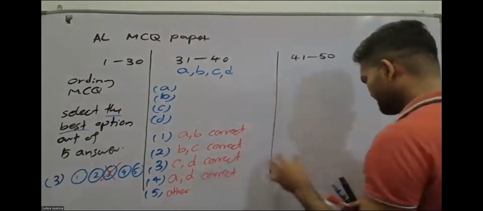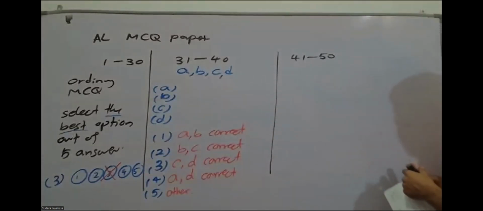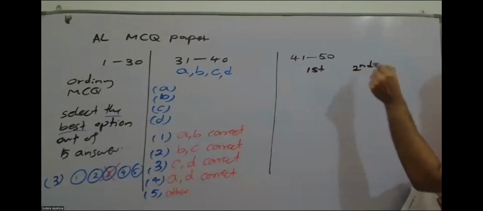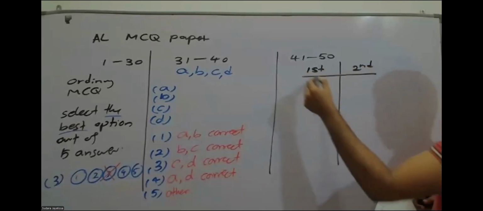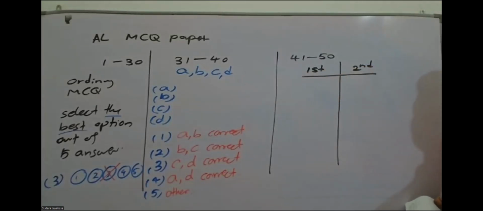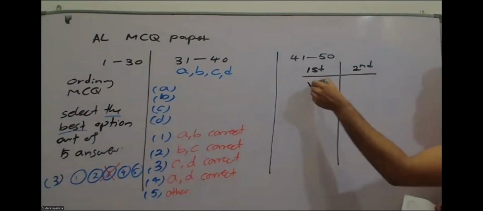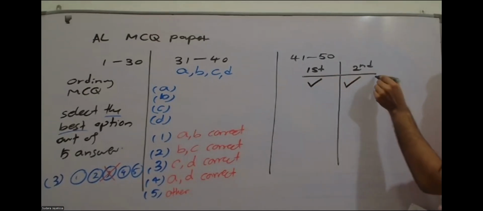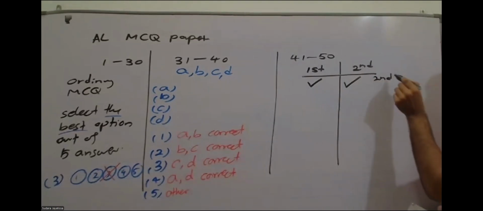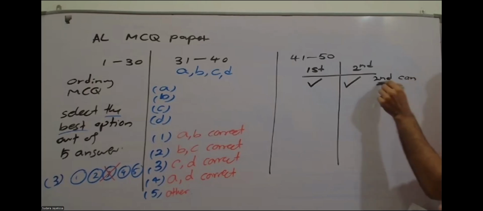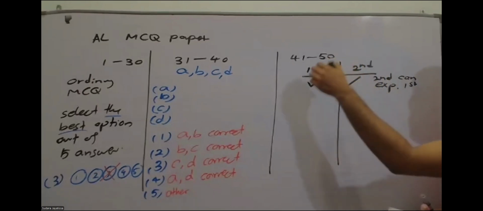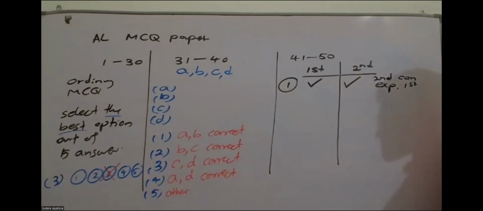So you have to write down this, right? And then the next set of MCQs, you have first statement and second statement. There are 2 statements given. There are 10 statement MCQs. So if the first statement is correct and the second statement is also correct, and if the second statement can explain the first statement, you select answer 1.